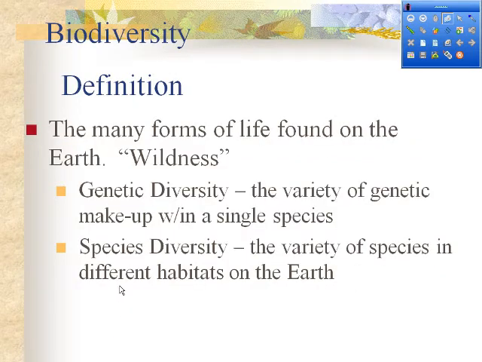So, moving on, biodiversity, many forms of life. So, you have a genetic diversity. It's the genetic makeup within a single species. It's the variety. Remember, we want a high genetic diversity that makes a healthier population and a healthier species. A species diversity is a variety of species. How many different species are on the habitats or on the earth or in that particular ecosystem or whatever you want to call it. So in general, biodiversity refers to the number of species. Like the rainforest would have a high biodiversity.